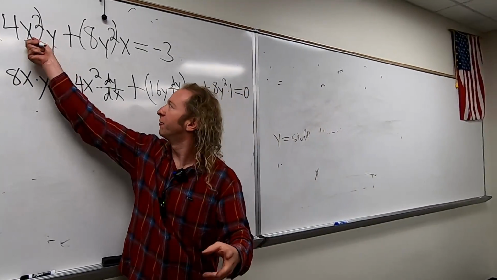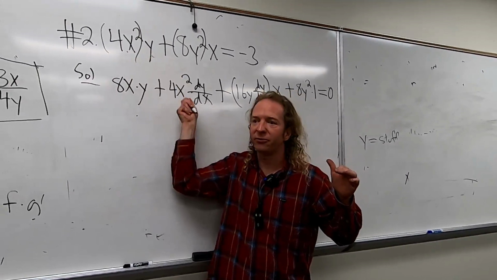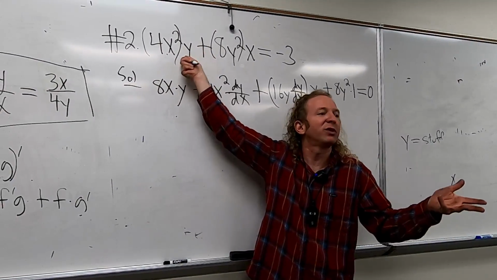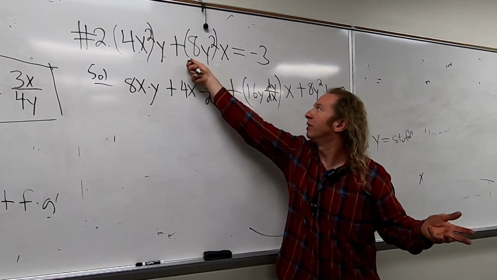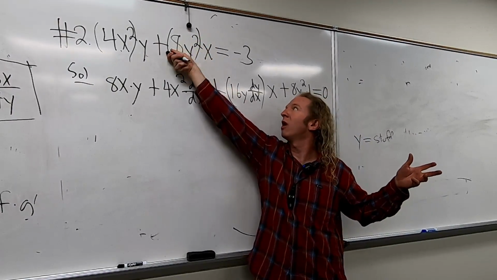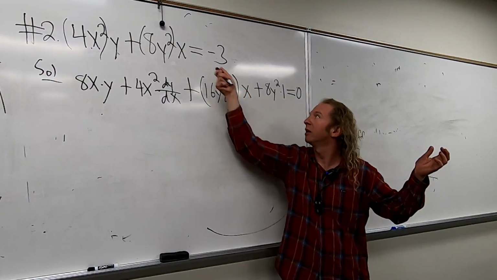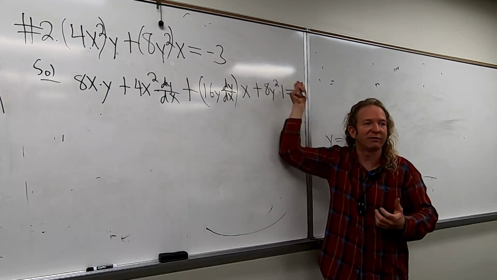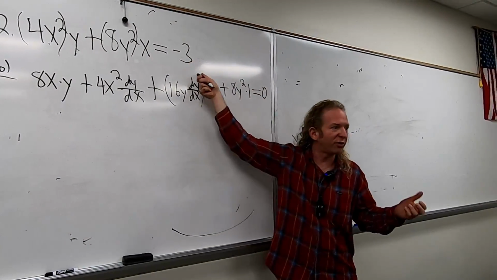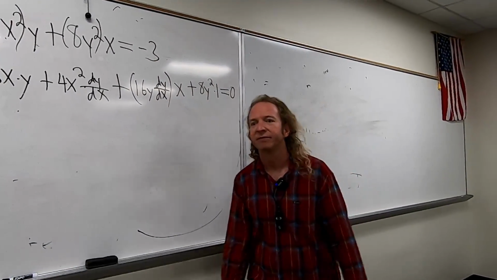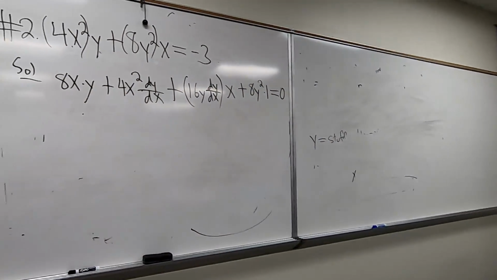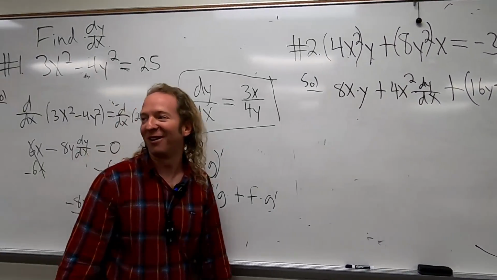So the derivative of the first times the second plus the first times the derivative of the second, which is just dy dx. And then plus derivative of the first 16y, chain rule, dy dx. Derivative of the first times the second plus the first times the derivative of the second. And the derivative of -3 is 0.